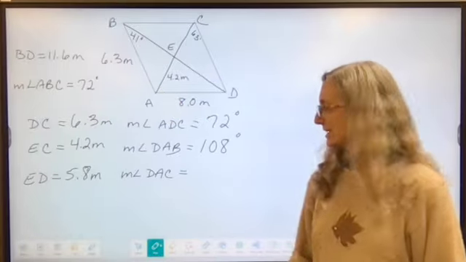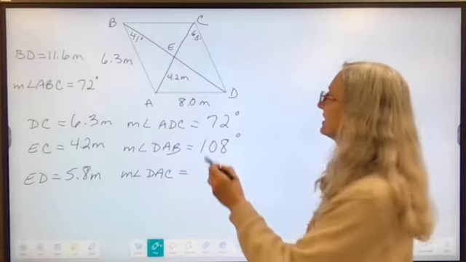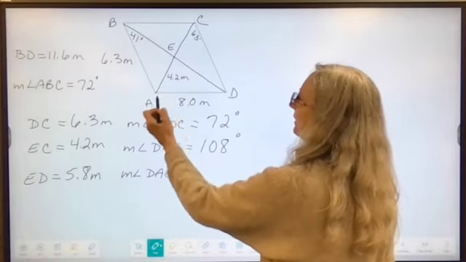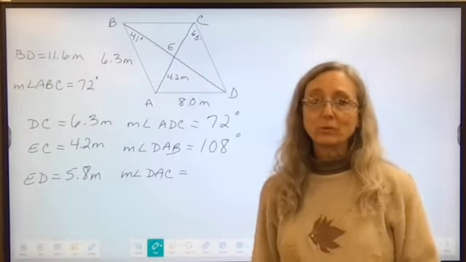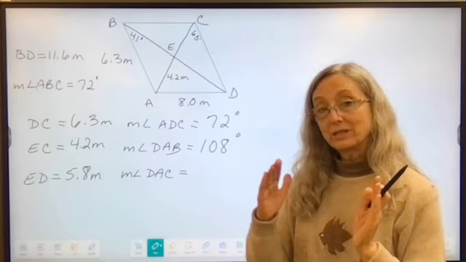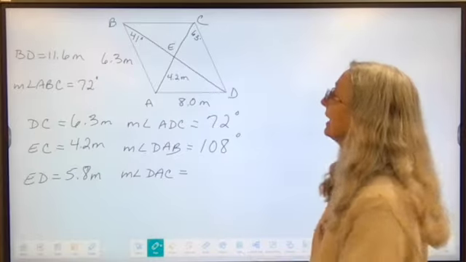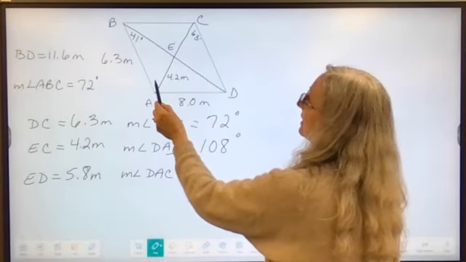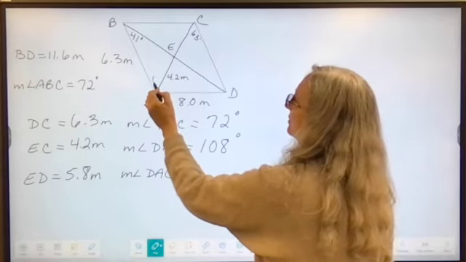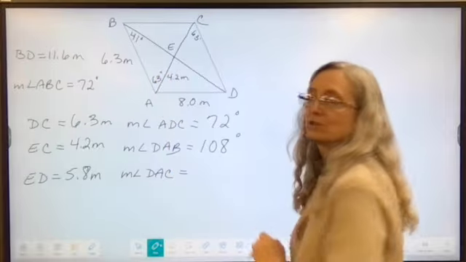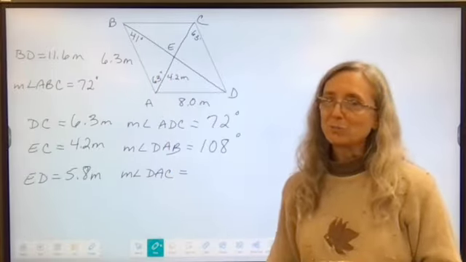And my last one is angle DAC, which is this angle right here. There are several ways that we could find this. One way I'm going to point out to you is, remember, these lines are parallel. And so this angle and BAC would be alternate interior angles. That makes this 63 degrees, doesn't it? Just wanted to point that out to you.